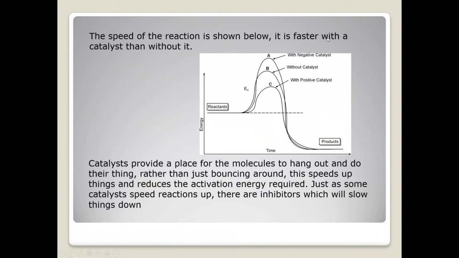So the speed of a reaction is shown below in a multi-layered graph that illustrates that it is faster with a catalyst than without it. As a review, catalysts provide a place for the molecules to hang out and interact or collide rather than just bouncing around. We use that catalyst to speed things up. It also has the characteristic of reducing the amount of activation energy required.